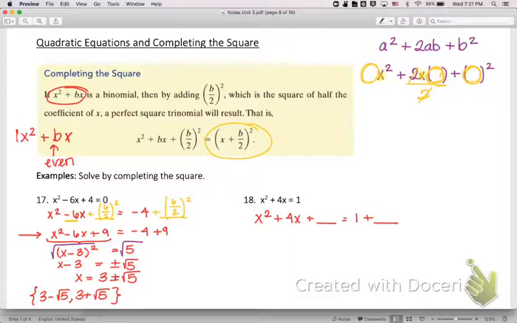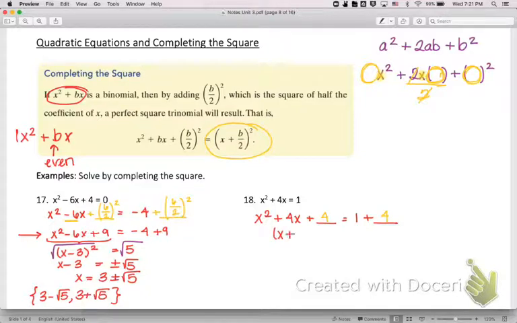All right, so it's already set up for us. We have it split the way we want. Now we need to decide what goes on both sides. So I'm going to take half of 4, which is 2, and then 2 squared, which is also 4. And if I add it to one side, I'm going to add it to the other. Now we're ready to factor this.